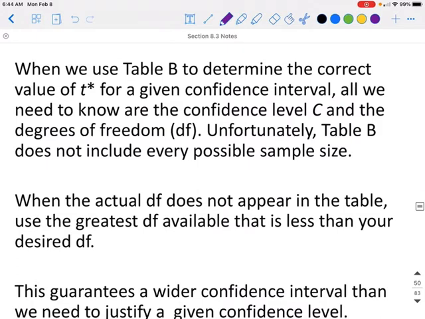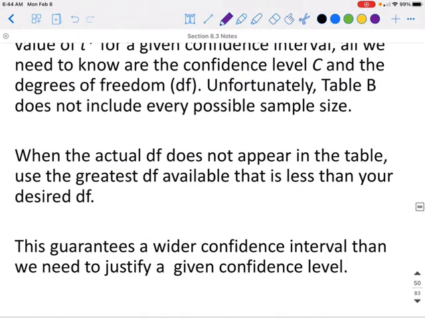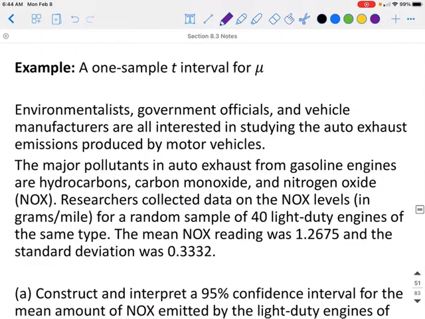When we use Table B to determine the correct value of t star for a given confidence interval, all we need to know are the confidence level C and the degrees of freedom. Unfortunately, Table B does not include every possible sample size. When the actual degrees of freedom do not appear in the table, use the greatest degrees of freedom available that is less than your desired degrees of freedom. This guarantees a wider confidence interval than we need to justify a given confidence level.